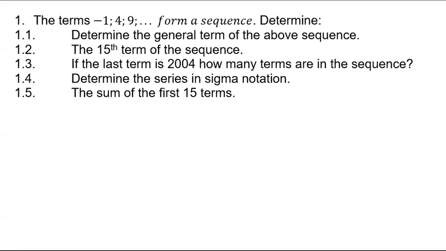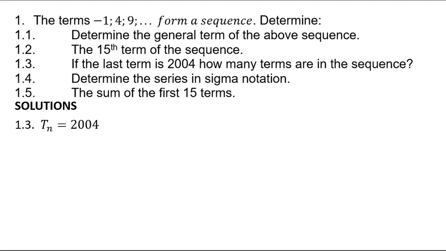1.3 wants us to determine the last term. Actually, it wants us to determine how many terms are in the sequence if the last term is 2004. Again, once you have found the general term, use that general term. For us to find the last term, we have to use the general term where they're telling us Tn is equal to 2004.